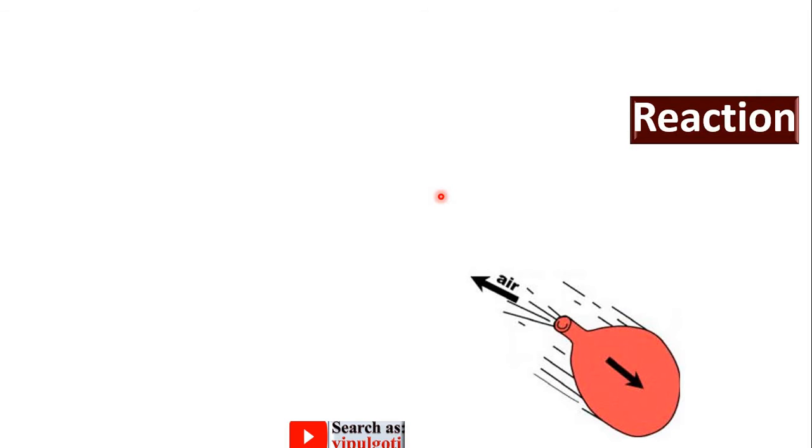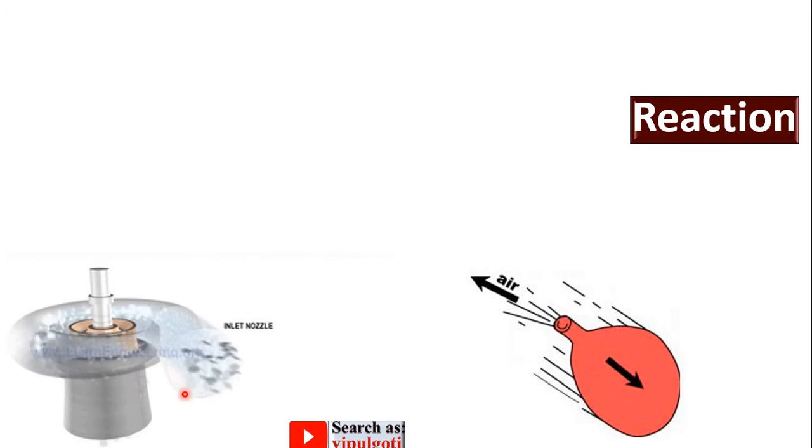This turbine is used to rotate the generator, which produces electric power. Now the concept of reaction turbine. Here you can see, if the pressure is released by opening this valve of the bubble, then it will go in this direction, and that is called the reactive force, or you can say reaction. This is the animation of the reaction turbine.